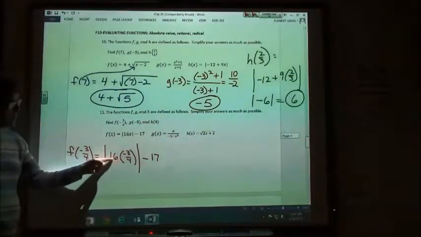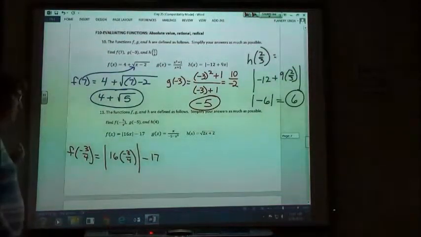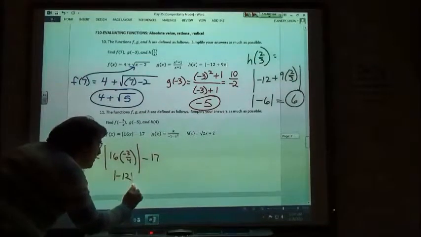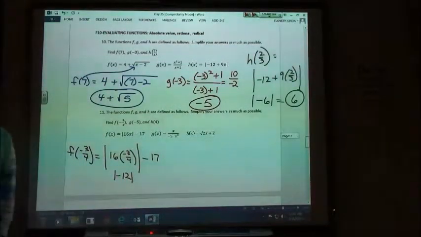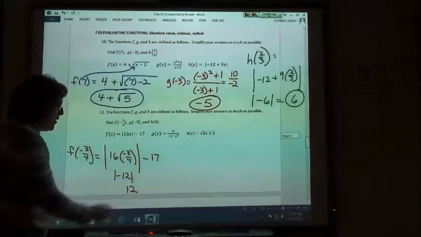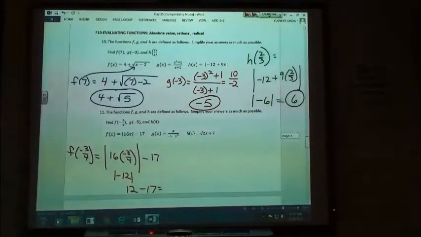We're going to start with this part inside here, right? So 16 parentheses negative 3/4. Negative 12. The negative 12 is in the bars. So the absolute value of negative 12 is positive 12. So now we've got that simplified into one number, but we have that minus 17 on the end. So now we got to do 12 minus 17.